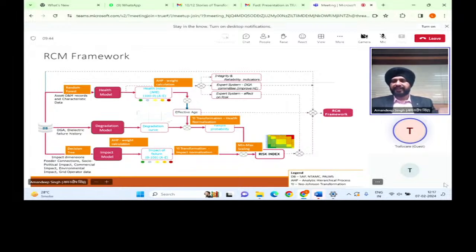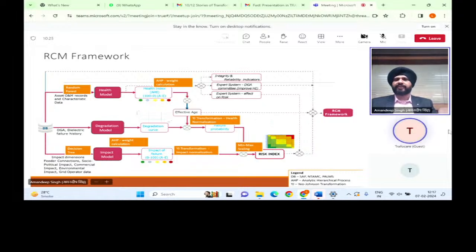Besides this, we have also implemented an RCM framework where health indexing, degradation and impact of failure is assessed, and a quantified maintenance plan is created for each and every one of the units. See, every unit cannot be equal. The health of the equipment will vary. The criticality of a unit from the point of view of the network will also vary. So whenever these two things are taken into comparison, we have to design or customize an individual AMP plan for each and every one of our equipment.